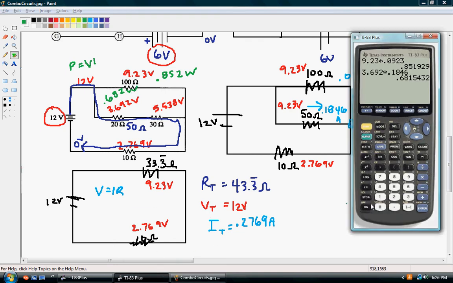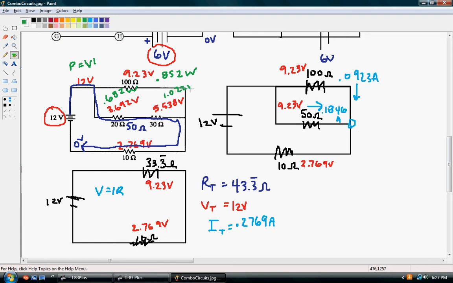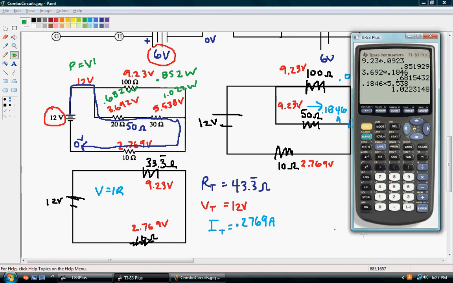The 30 ohms will be the same current, 0.1846 times the voltage it used, 5.538, 1.022 watts. And then last but not least, the voltage used by the 10 ohm resistor was 2.769 times its current, which was 0.767 watts.